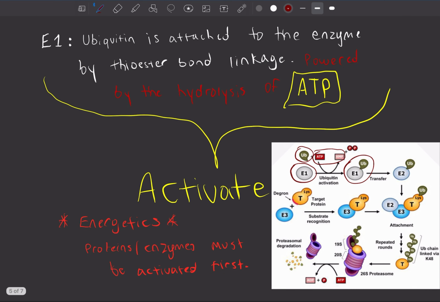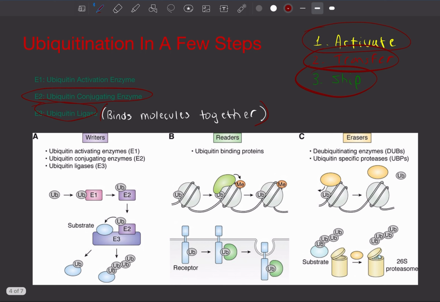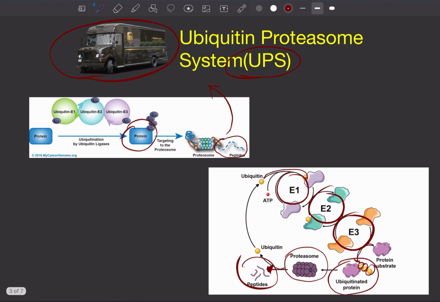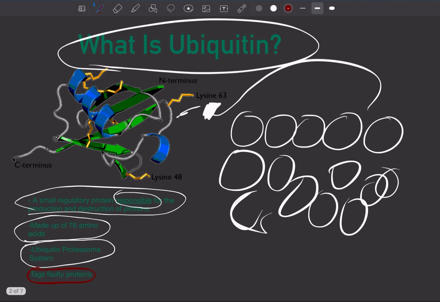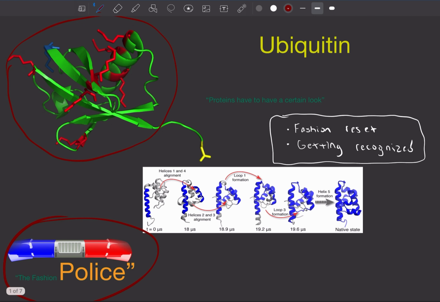So I'm just going to slide back. If you guys want to, screenshot, read over it again, you guys can always play this back. So that's just a quick idea of what ubiquitin is and the ubiquitin proteasome system. And that's pretty much it.